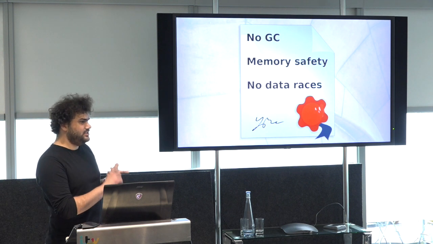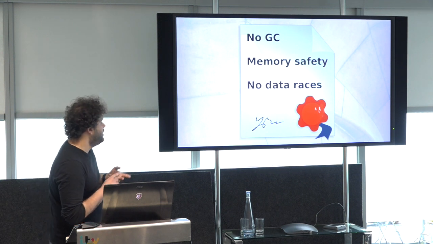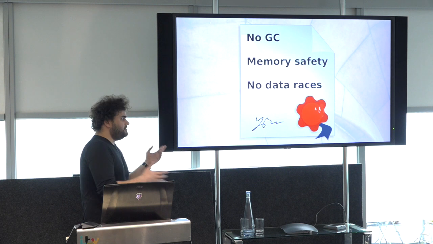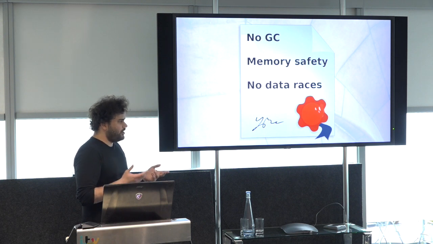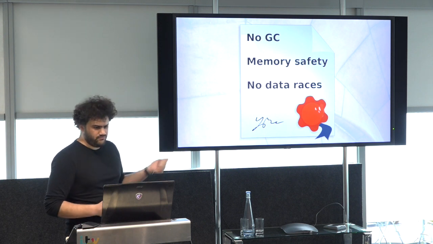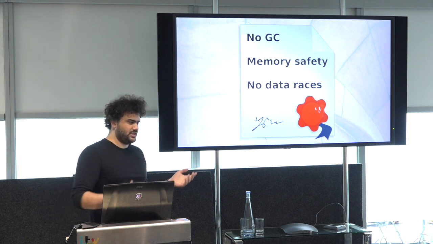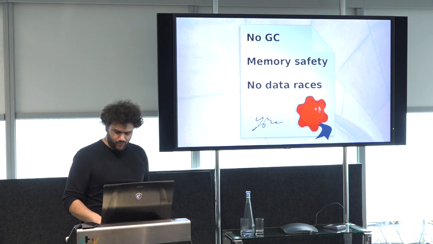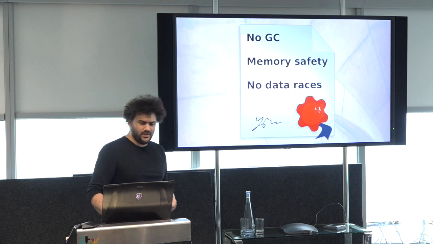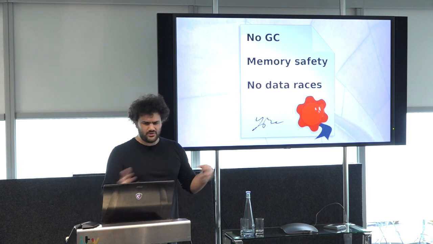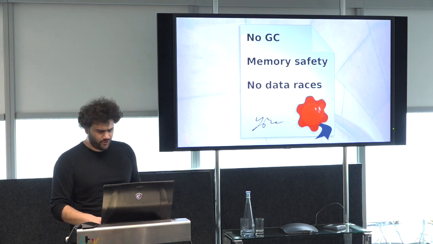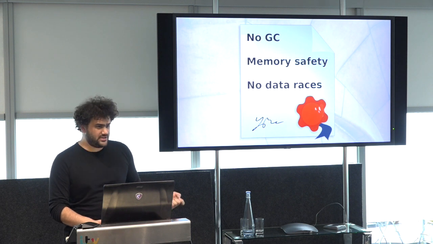So why does it not need a GC? How can it ensure that you are always accessing memory right and you don't have null pointer exceptions or invalid pointer dereferences or stuff like that? And how this all comes together to actually make sure that your program is data race free.